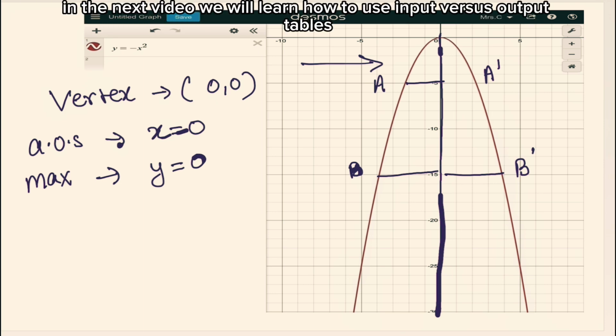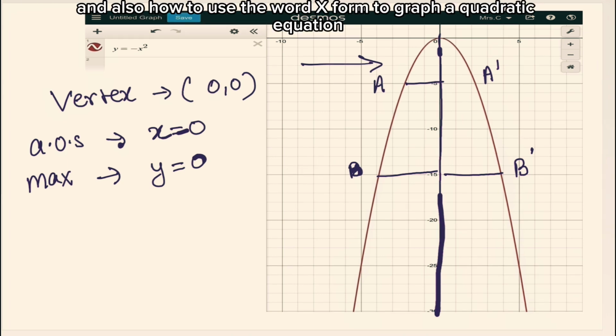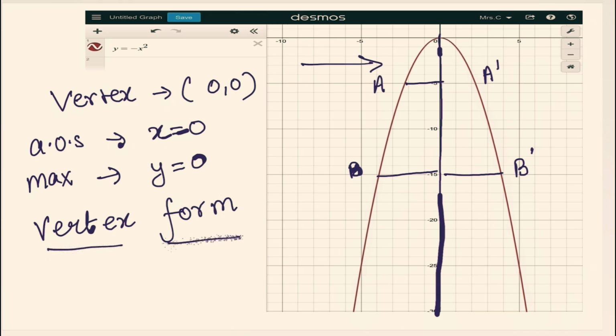In the next video, we will learn how to use input versus output tables to graph the quadratic equation on our own without using the Desmos graphing calculator, and also how to use the vertex form to graph a quadratic equation. I will see you in the next video.